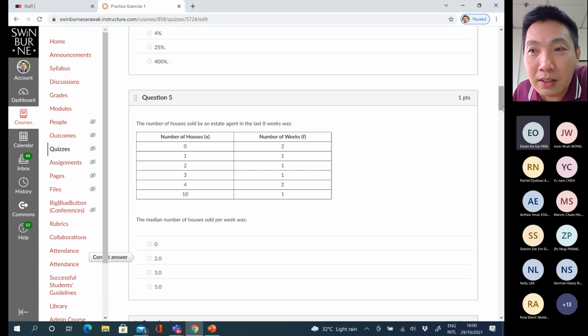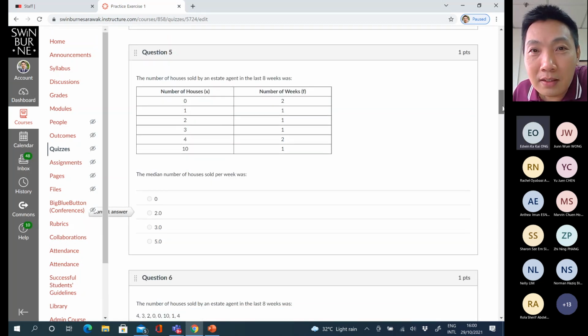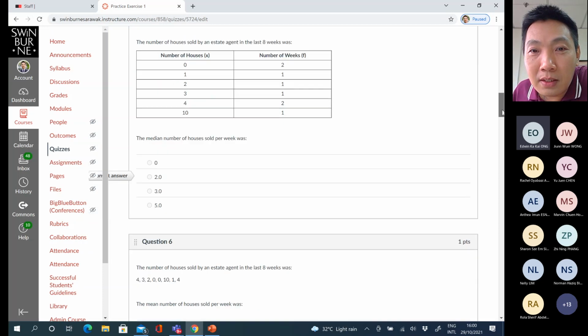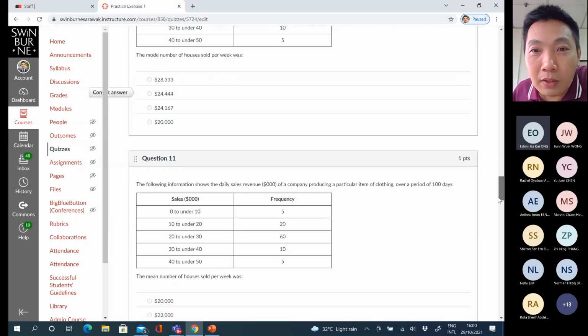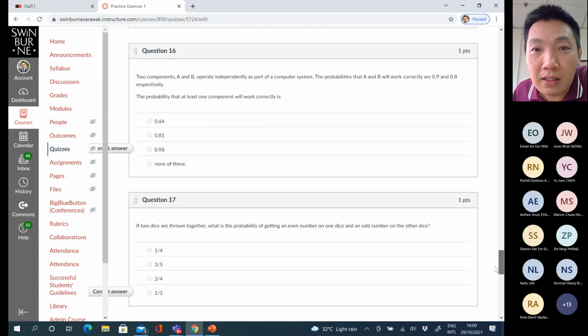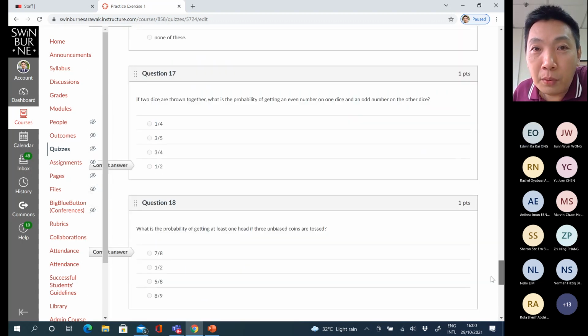And I have a question about question 17 and 20. 17 is, if two dice are thrown together, what is the probability of getting an even number on one dice and an odd number on the other dice? I think the answer is 1/2, 50%. My answer is 1/4. Your answer is 1/4?